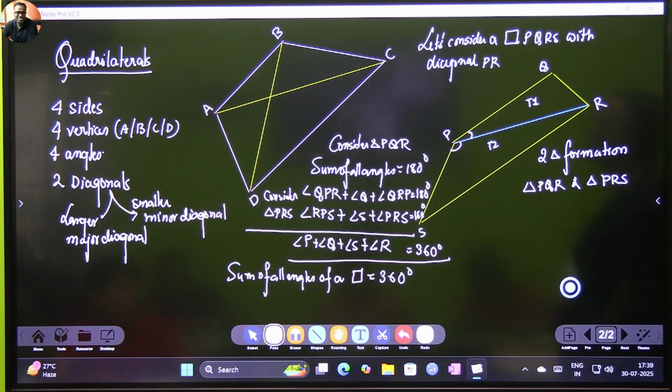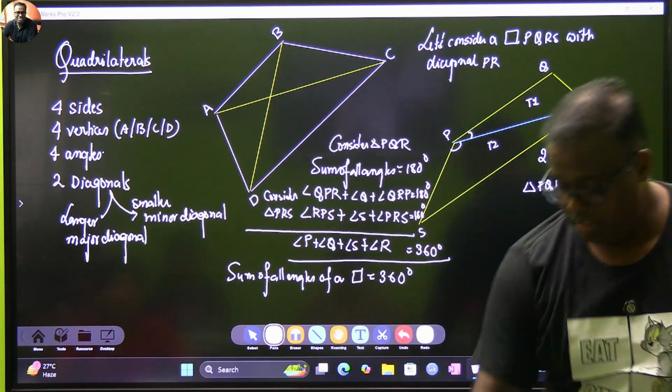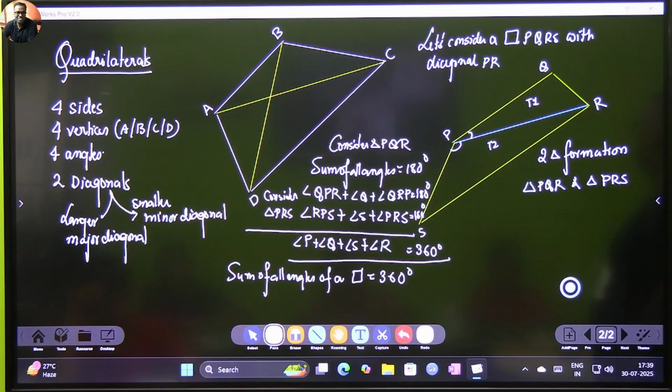Square has got 90s. Rectangle has got 90s. It has to be 360. This is generic for any quadrilateral. That's why I made a quadrilateral which is an irregular polygon in any type of shape. Yeah, any type of shape I have made. Are we fine?